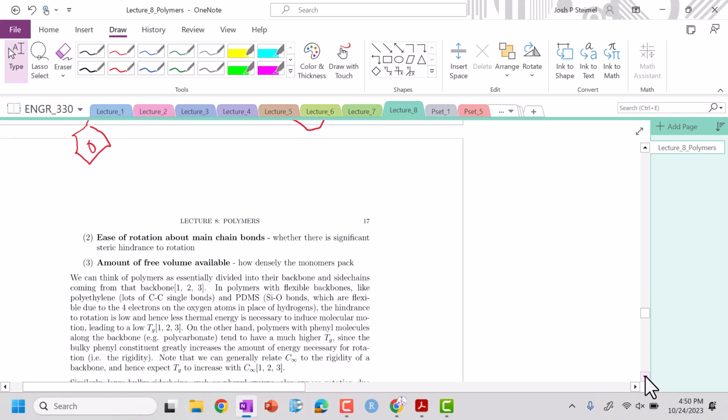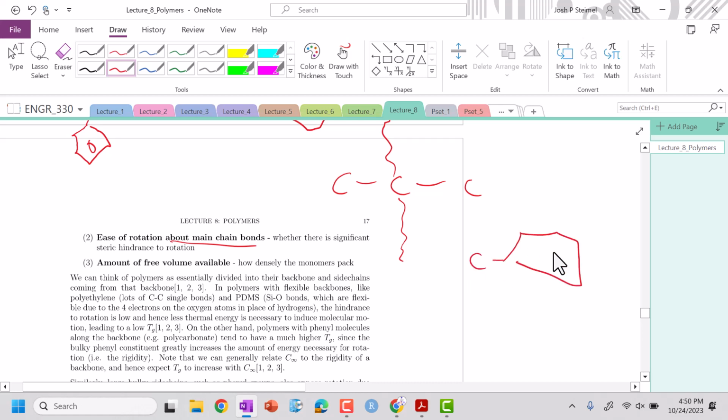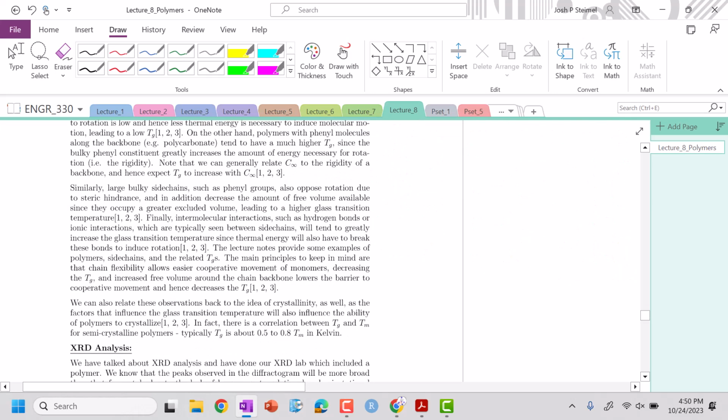We also need to see how easy it is to rotate around my chain bonds, or my backbone. A polymer that just has single carbon-carbon bonds will have some degree of flexibility as long as it doesn't have a super long side chain. But if I have a molecule that looks like this, and then C double bond to O, and then another big bulky group, that's going to be difficult to rotate around. And finally, the amount of free volume, how densely those monomers pack, looking at the side chains. Those are all critical parameters.